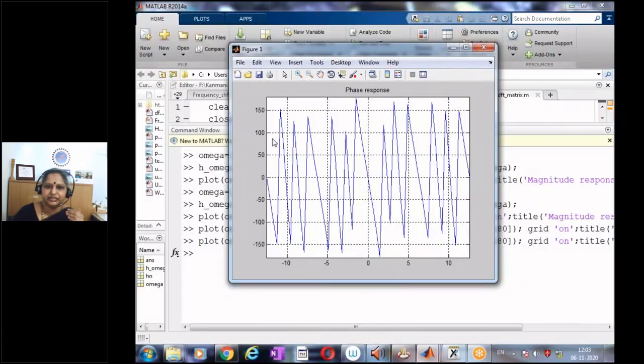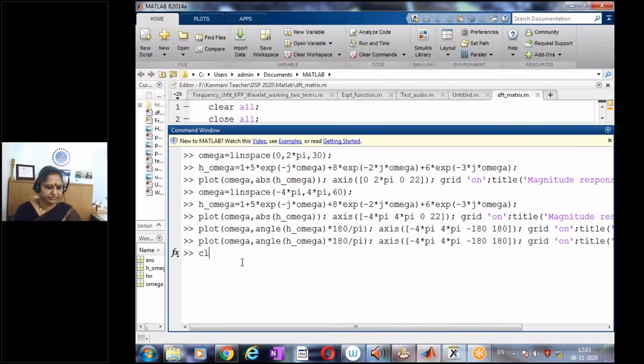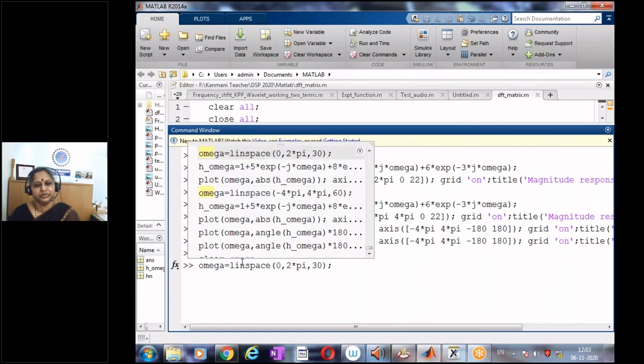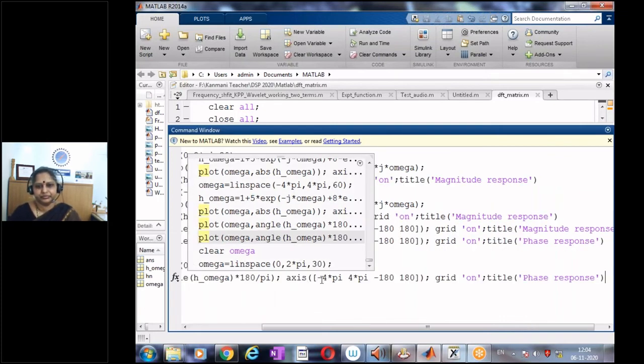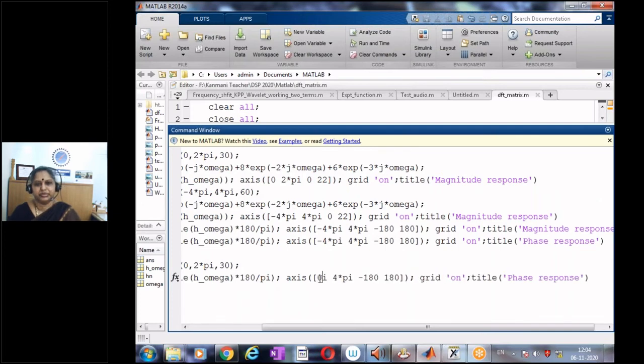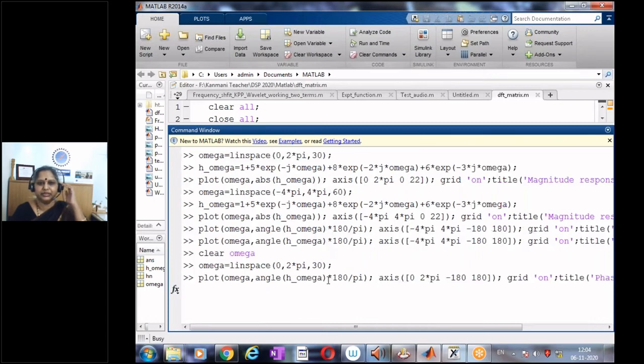And let us look at the phase plot. It is periodic, once again with period 2 pi. Or if I want to have a clear plot, let me once again take omega only in the range of 0 to 2 pi, so that I can see the phase plot in one period. So my phase plot, let me plot it in the range 0 to 2 pi, and let's look at the phase plot.